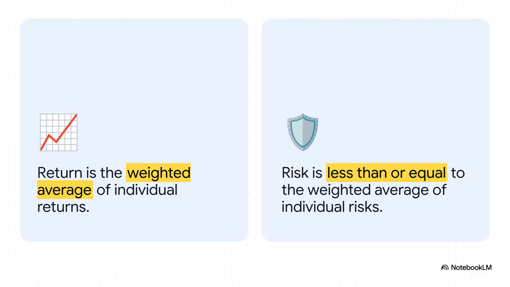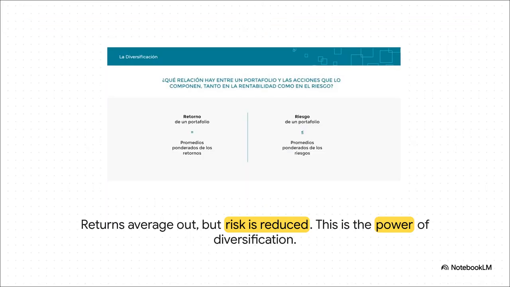When you mix a bunch of different stocks together into a portfolio, your expected return is pretty straightforward. It's just the weighted average of all the individual stock returns. But the risk is the magic part. Your total portfolio risk is actually less than the average risk of the stocks in it. So how is that possible? Why does that happen? It's actually pretty intuitive when you think about it.